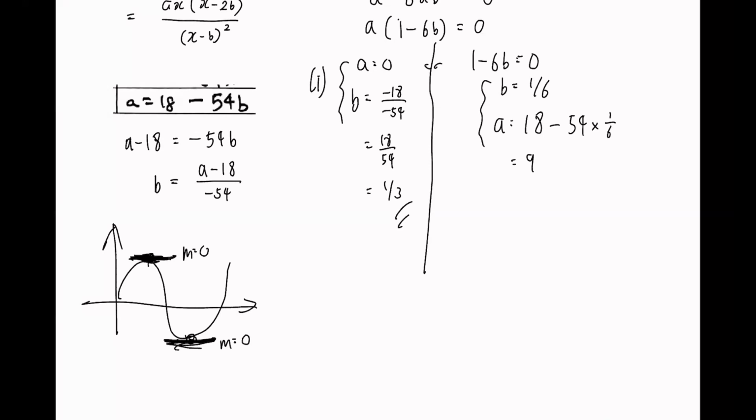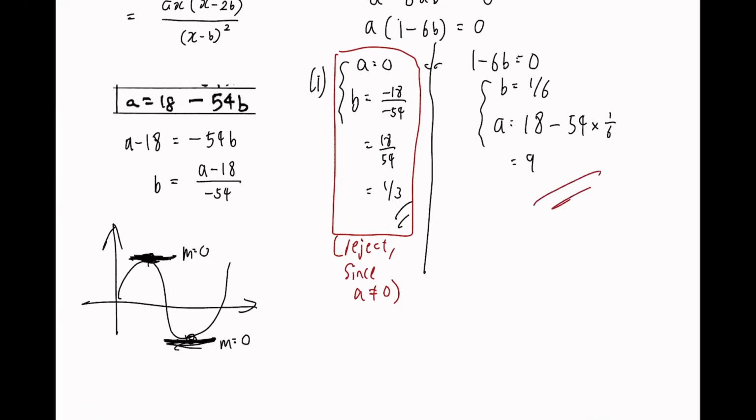Okay, something like that. But also I realized I made a mistake for part 1. Still incomplete. Let's read the question again. After they gave the equation, they said x not equal to b, a and b are constants with a not equal to 0. A not equal to 0. So this answer is, sorry, I forgot about the conditions. We have to reject it since a is not equal to 0. Okay? Yeah, so we only got this as our answer.